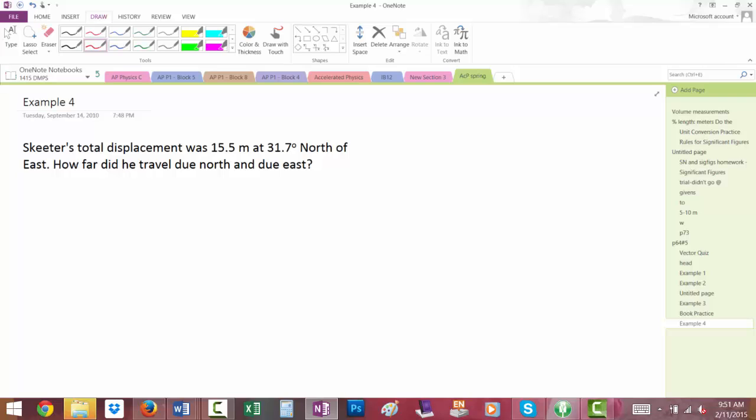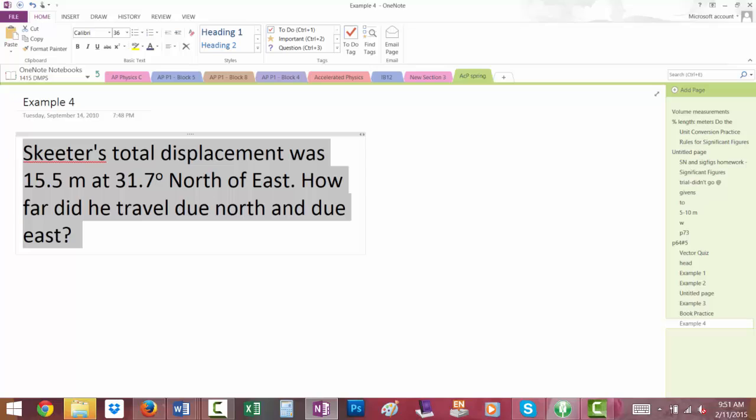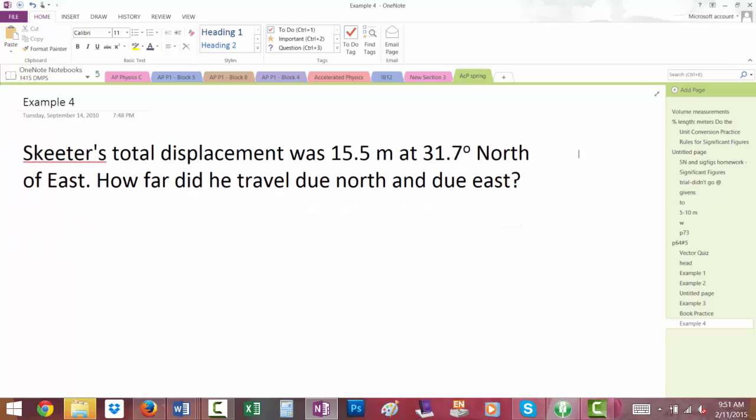So this says that Skeeter has a total displacement. I'm going to make this a little bit bigger so you can see it better. That's bigger. Okay. Total displacement of 15.5 meters at 31.7 degrees north of east. So it's kind of working backwards. This says, how far did he go north? How far did he go east? So I want to walk this one through with you, and then we're going to try some of these kinds of things on our own together.